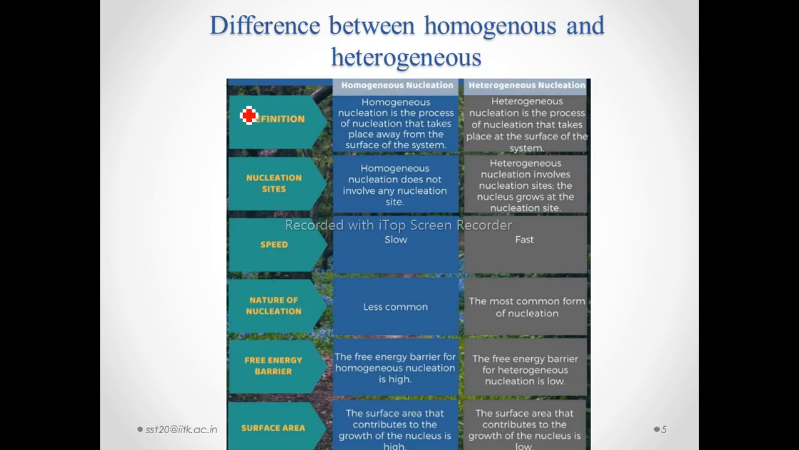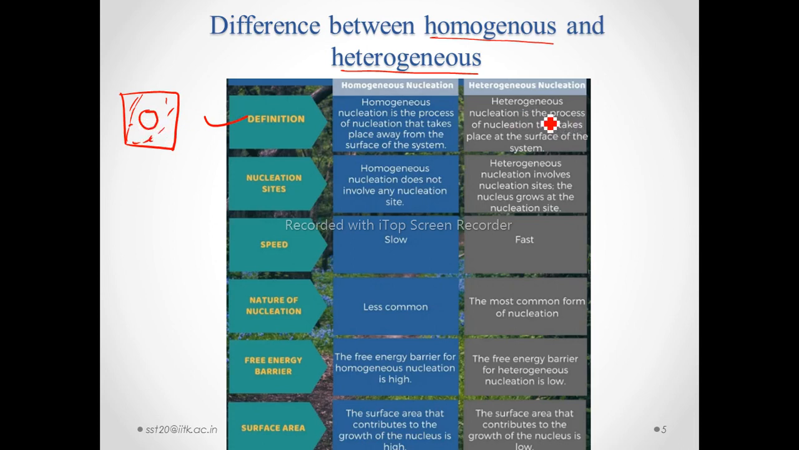Before getting into each and every type of nucleation, we are differentiating them. So what are the main differences between homogeneous and heterogeneous nucleation? First of all, the definition. Homogeneous nucleation is a process of nucleation that takes place away from the surfaces. That means the nucleation takes place without any preferential sites. This is the wall of the container and this is the parent material, and the nucleation will take place in the middle of the parent material.